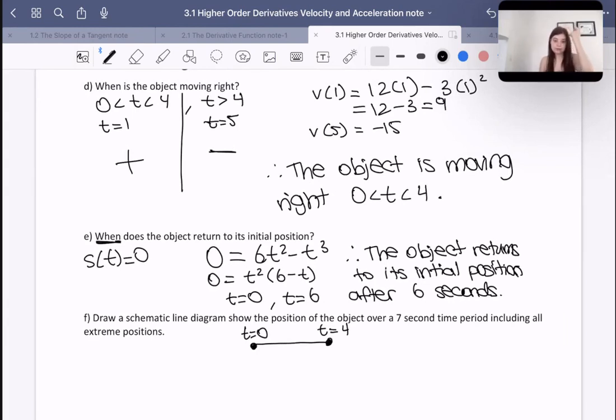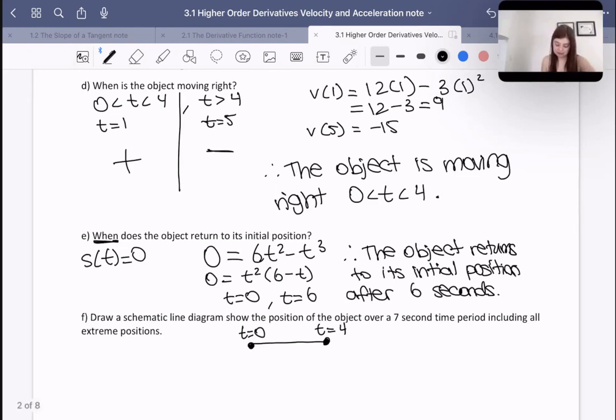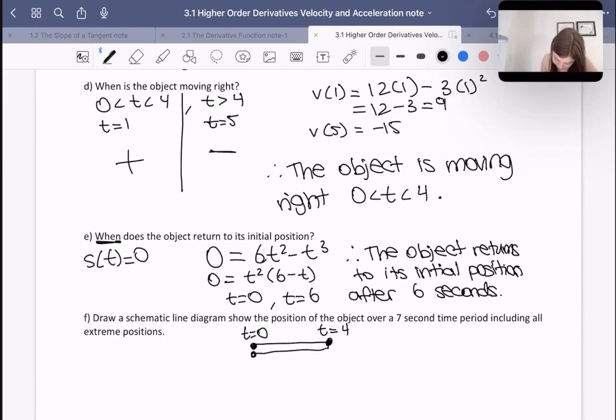Then it goes back to its initial position. So first we go forwards. And then we go back to the original position at t equals 6 seconds, right? So we're going to go back, and then at t equals 6 seconds, we're back at the same original position. And then we're going to continue to go left for one more second. Well, actually, infinitely we will continue that way, but they only asked for what happened over the first 7 seconds. Good.